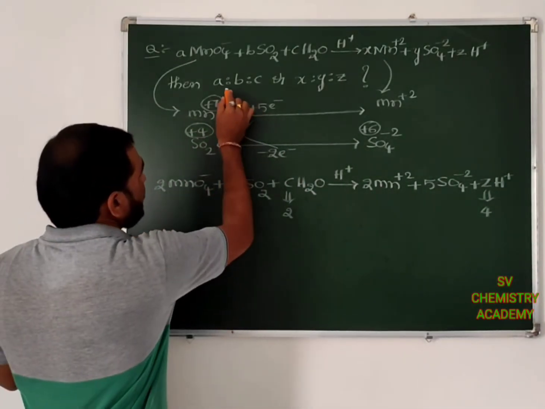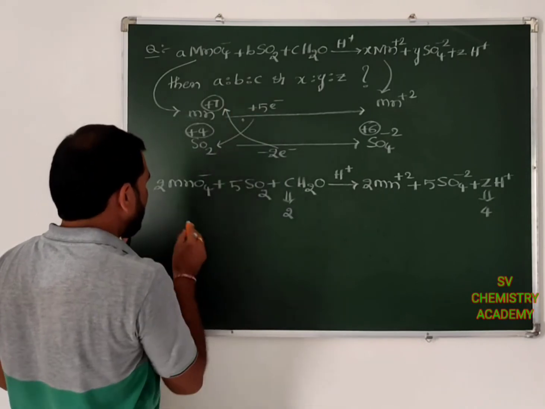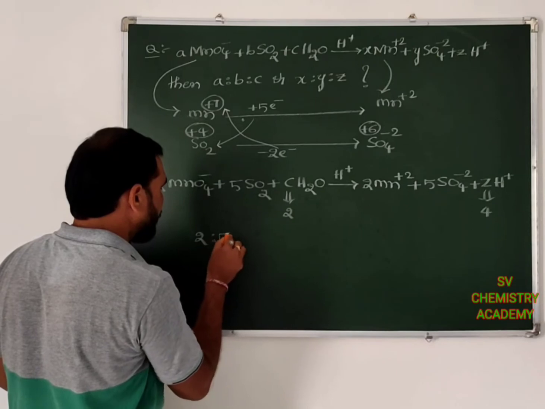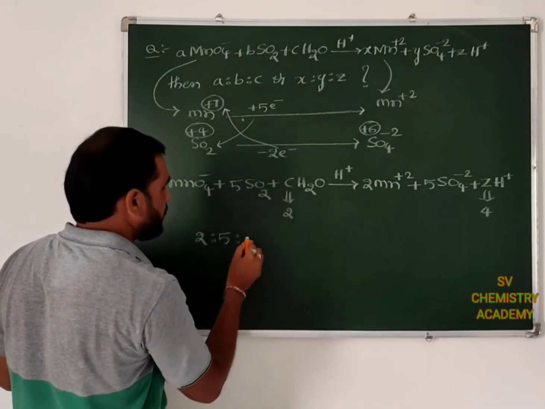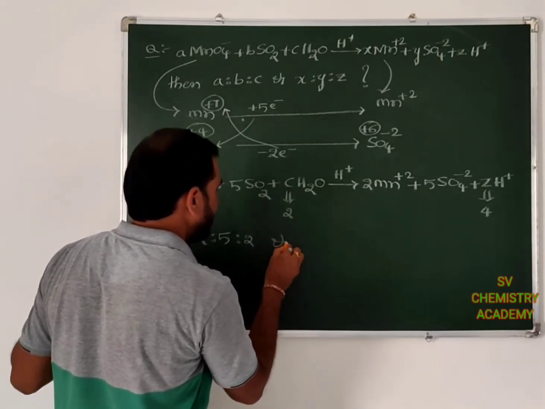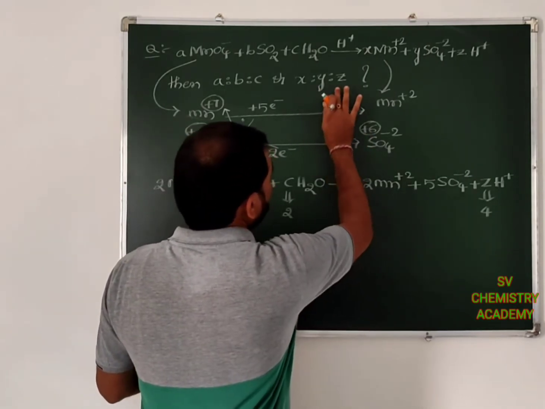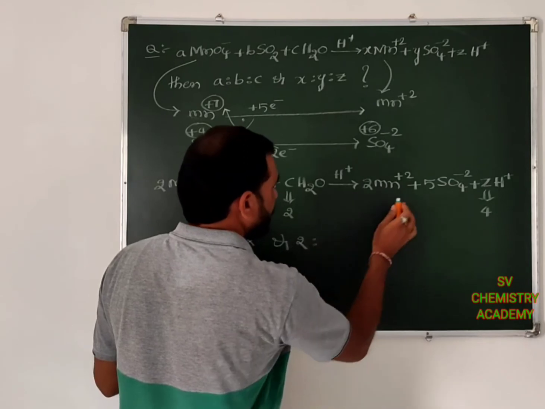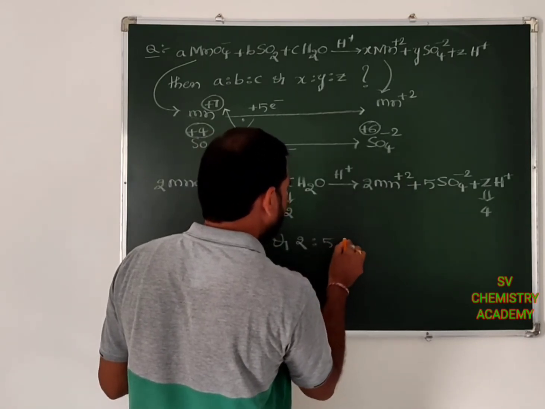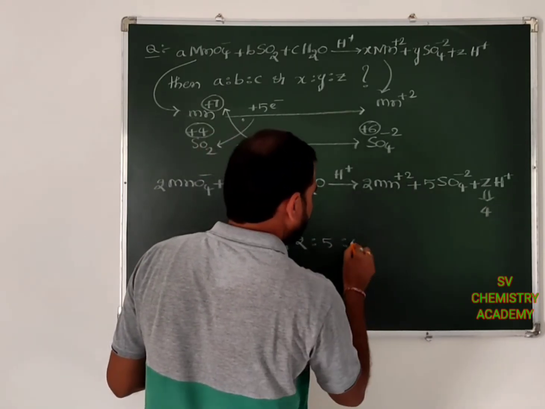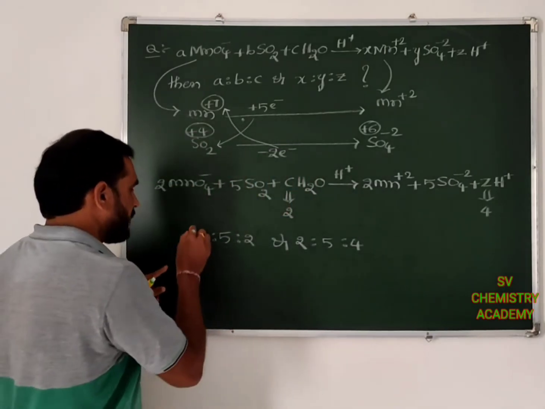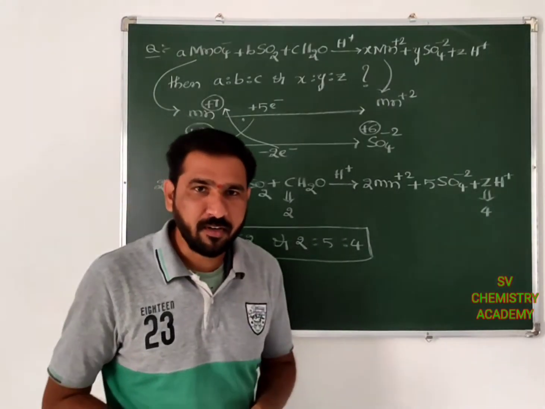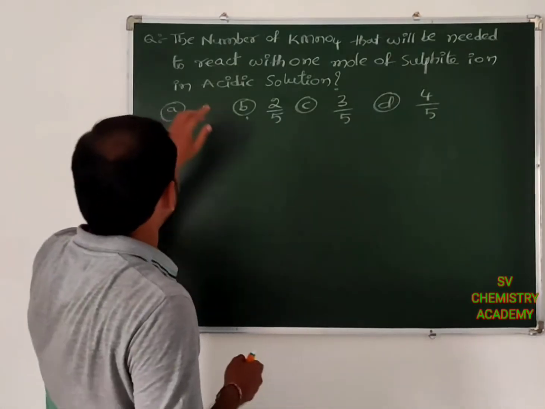So A is to B is to C: A is 2, B is 5, C is 2, and X is to Y is to Z: X is 2, Y is 5, Z is 4. So this is the correct answer. Is it clear, beta? Okay, then coming to the next question.